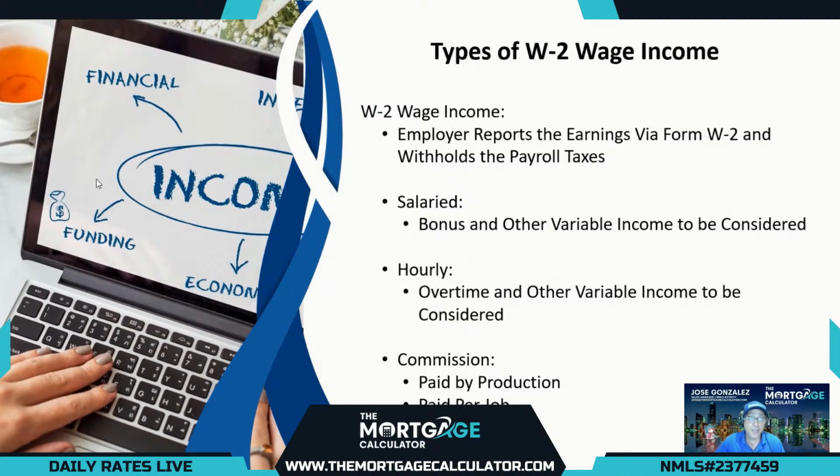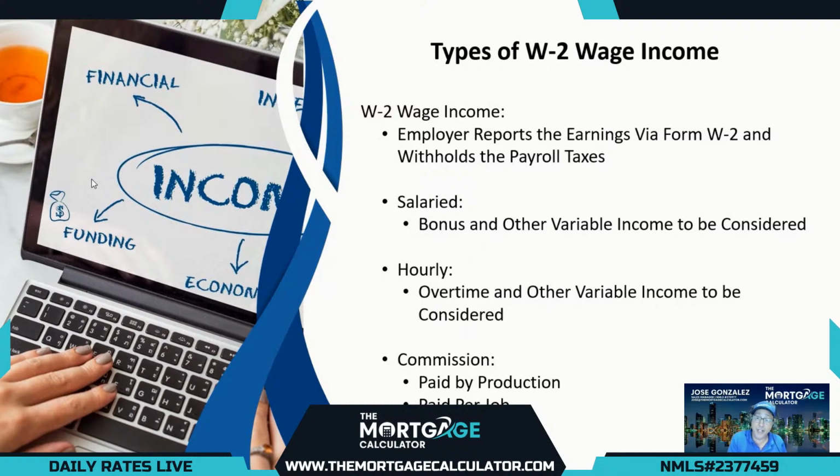And then we have commission. So W-2 income can be salaried, can be hourly, or can be commission, where the individual is paid by production or paid per job, but they still get a W-2, right? And you just have to calculate the income differently based on past performance, all right, because that's how it is.